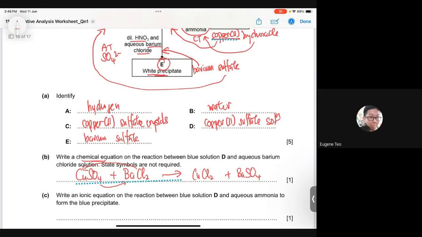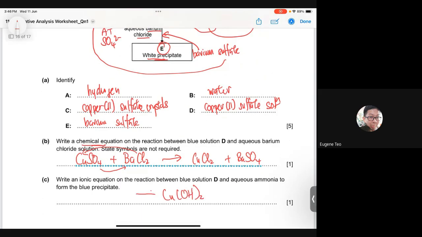Last one, ionic equation. This blue precipitate, you know, is copper 2 hydroxide. So this one you have written a few times already. Today I write a few times also. So I think by now I don't need to go through too much in detail. You all should be able to do this already. Once you get it easily, you can be able to do it quite quickly already.